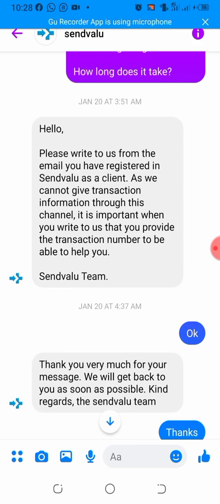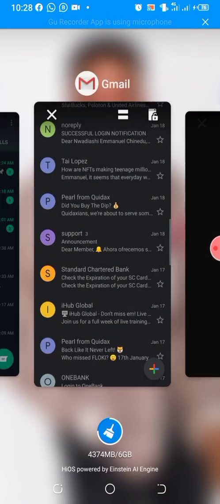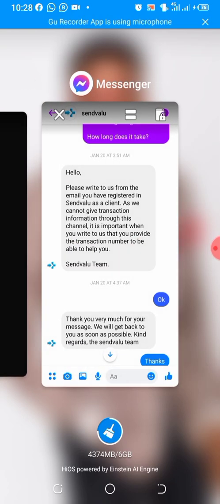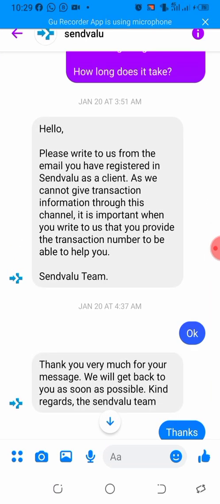Then this was their response: Hello, please write to us from the email you have registered in Sendvalu as a client. As we cannot give transaction information through this channel, it is important when you write to us that you provide the transaction number to be able to help you. That's why you see in the previous slide that they sent to me, it was containing three different transaction numbers.